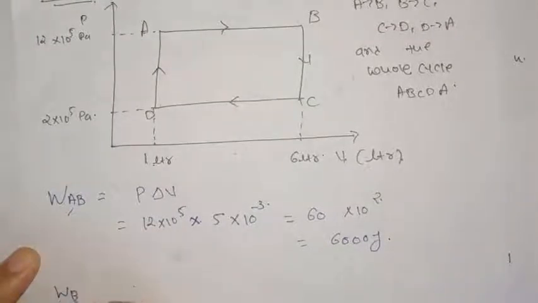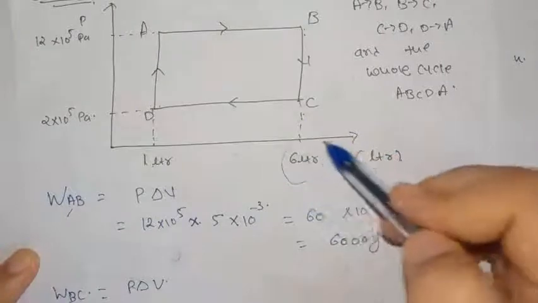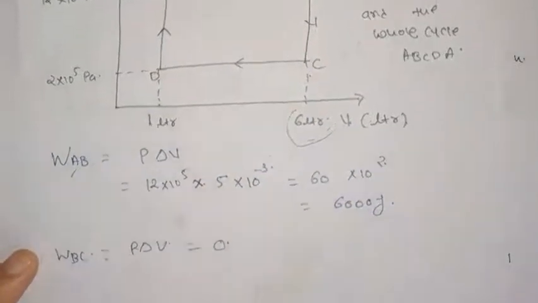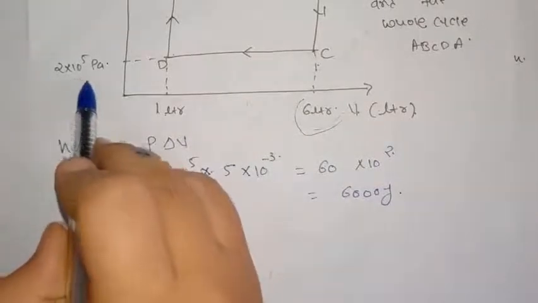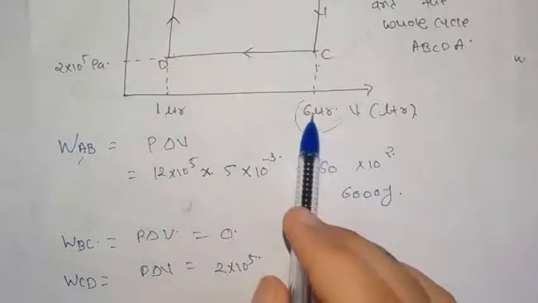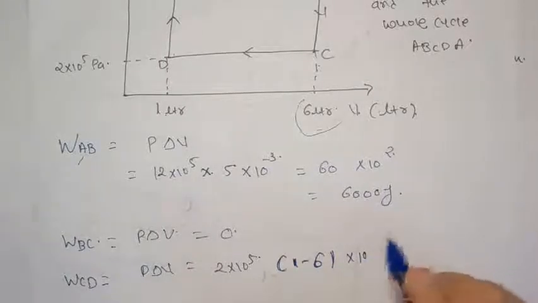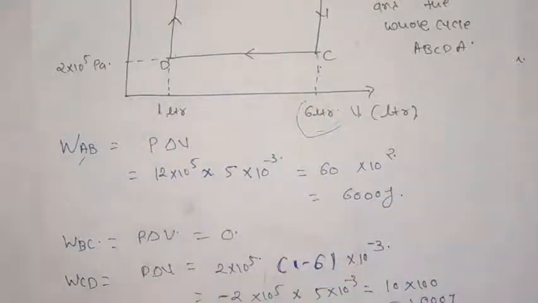Now work done in BC. Work done is P delta V. For B to C process, the volume is constant, that is 6 liter. So work done in BC process will be 0. Now work done in CD process will again be equal to P delta V. The pressure is 2 into 10 power 5 Pascal, and the change in volume is 1 minus 6 into 10 power minus 3. So 2 into 10 power 5 into 5 into 10 power minus 3. That will be 1000 joule, but it will be negative as it is the compression. The work is done on the system.